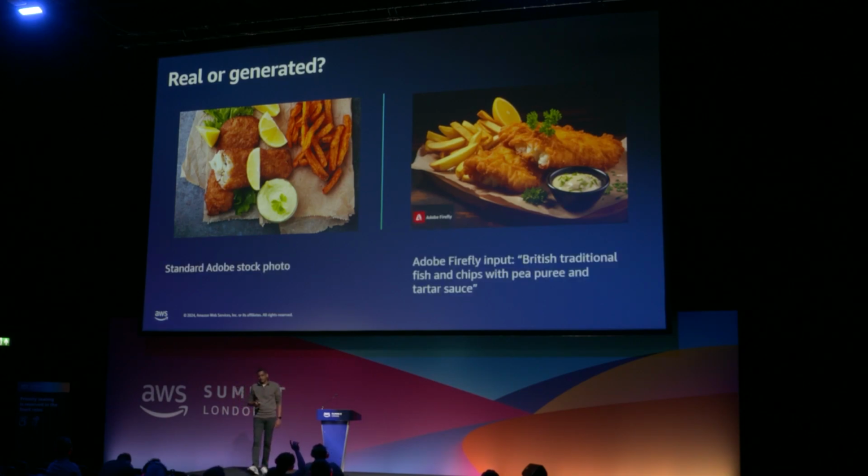Okay. So the one on your right is actually a generated image, generated using Adobe Firefly, which is Adobe's GenAI service, using that prompt over there. And the one on your left is actually a real image picked from Adobe Stock. And given how realistic the generated image is, it sort of goes to show how far we have come along in the GenAI journey in, I would say, a relatively short amount of time.